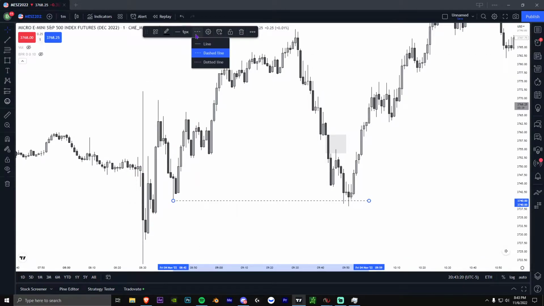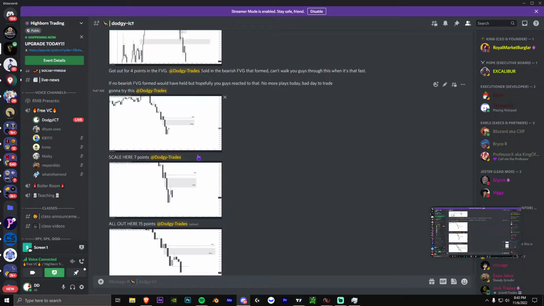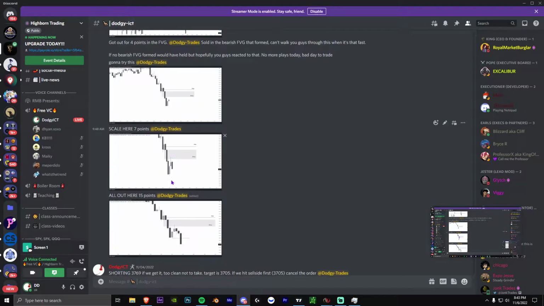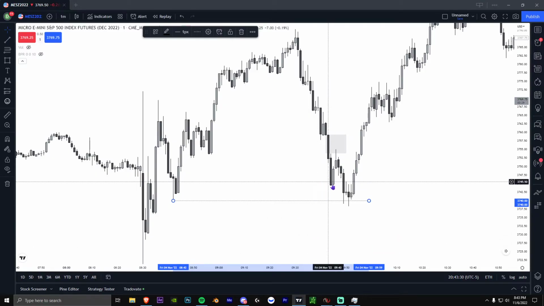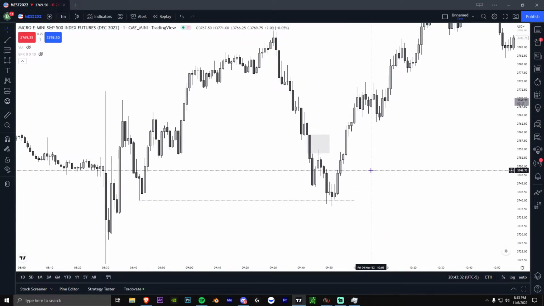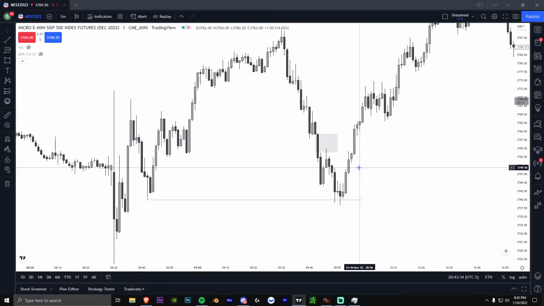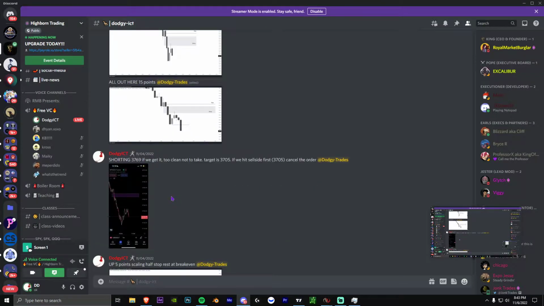So I ended up entering there, and I scaled here for 7 points, and I scaled again for another 15 points, as you guys can tell. So that was a nice trade, and this was a very quick trade. So I hate taking slower trades, but this was a quick trade, so this is my favorite kind of trade. We just go into the fair value gap, and then boom, we just reject it. So that was a nice trade.